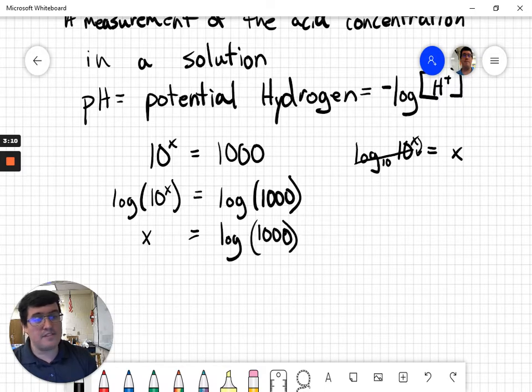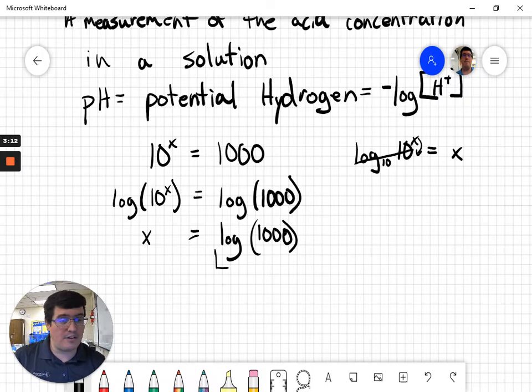Now, I have something I can plug into my calculator to find out what x is. And your calculator can look like one of a couple of different things here.